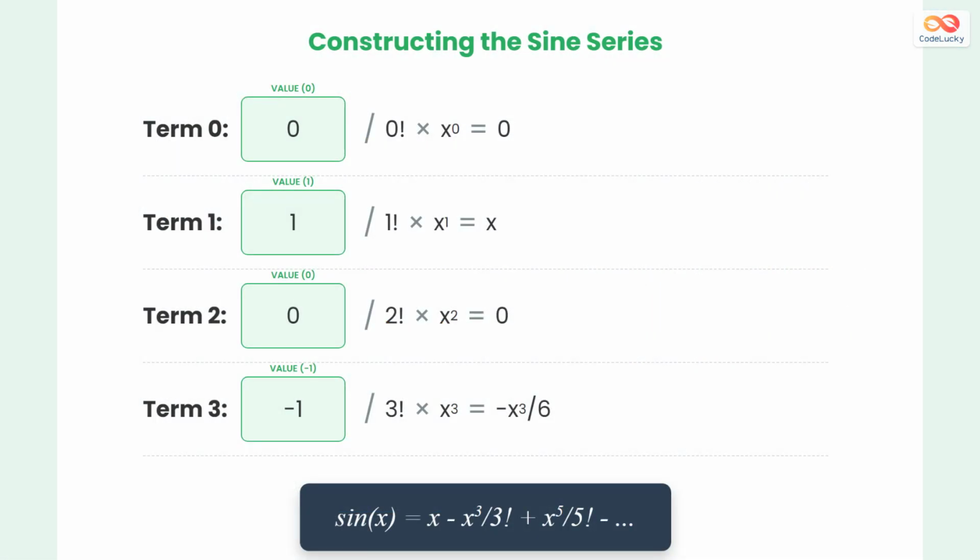Let's plug those values into our formula. The terms with 0 value disappear completely. We are left with only the terms where the derivative was 1 or negative 1. This filtering process is why the final series looks so clean.